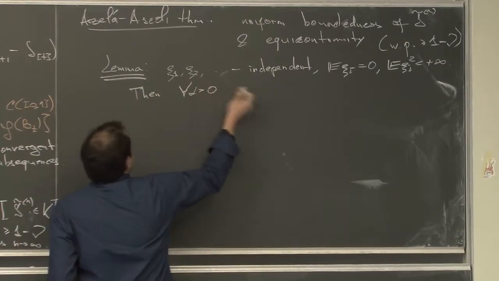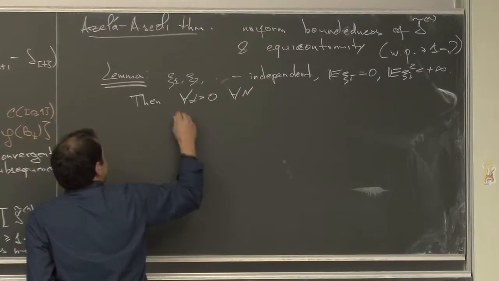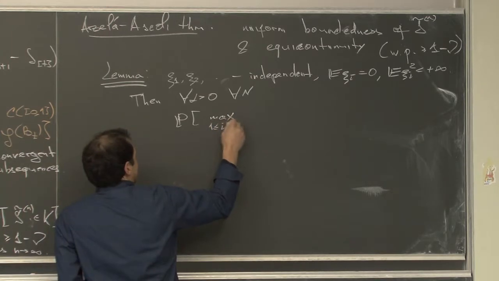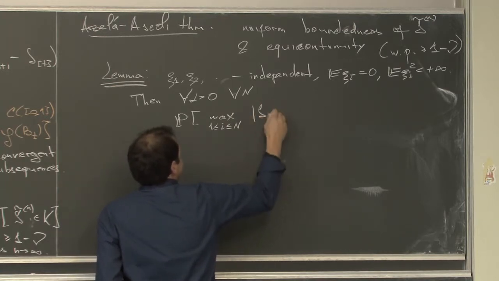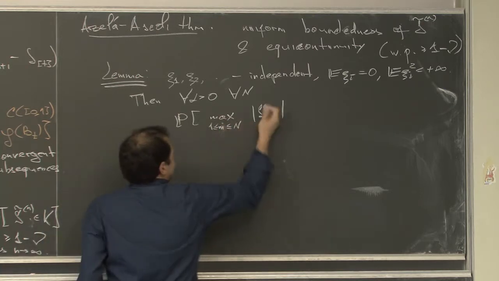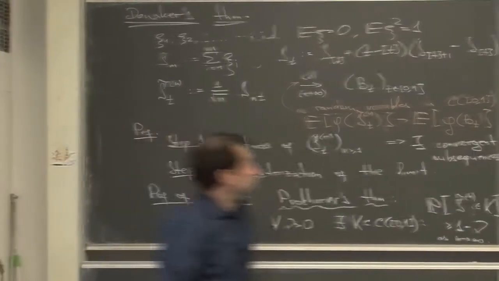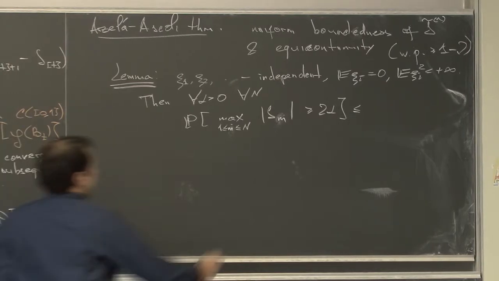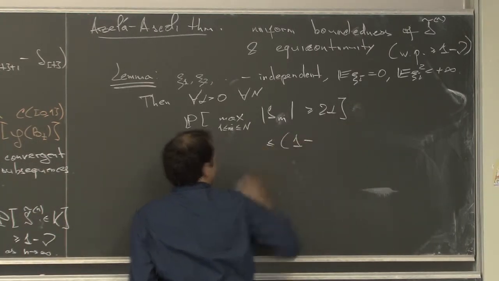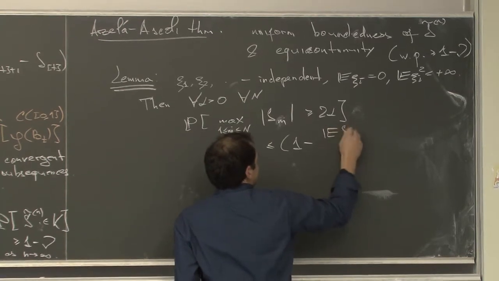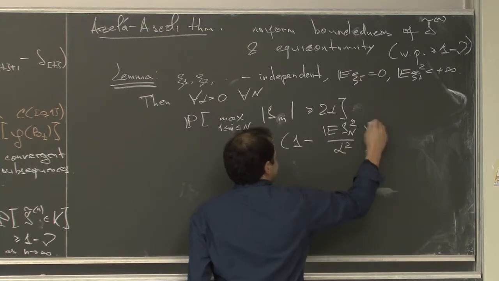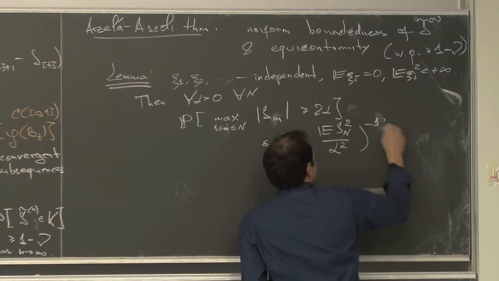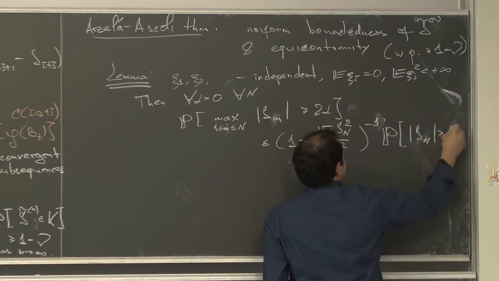for any alpha and any n, the probability that the maximum over m from 1 to n of their partial sums, where Sm is again the partial sum, is greater than 2 alpha, is bounded by the following. There is something here which is just the expectation of Sn squared over alpha squared, minus 1, by the probability that Sn itself is greater than alpha.